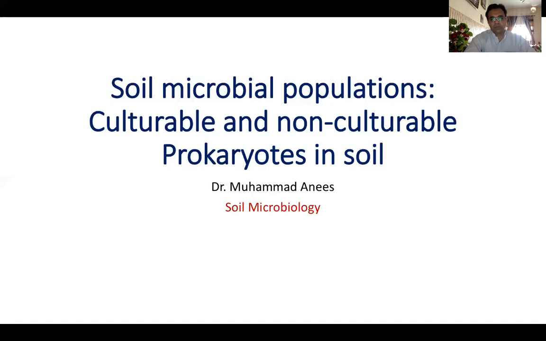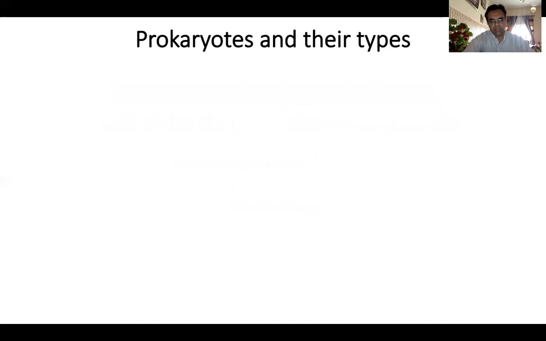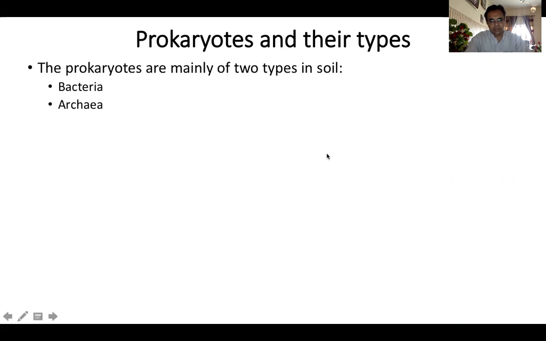So today's lecture is about prokaryotes, and prokaryotes are the simplest type of organisms. So prokaryotes are of two types, that is the bacteria and archaea.